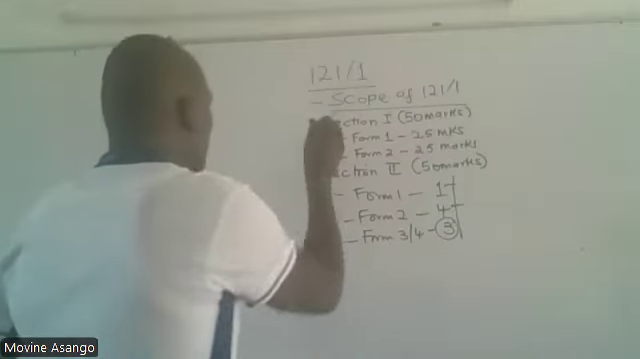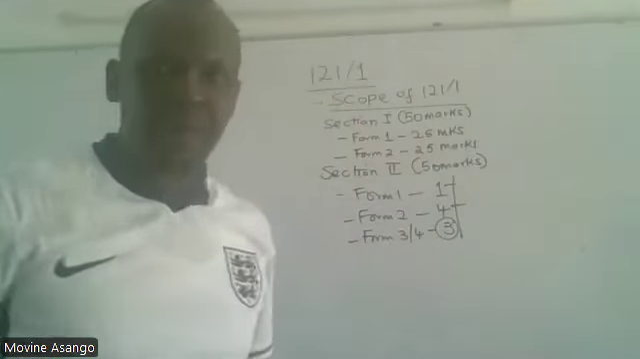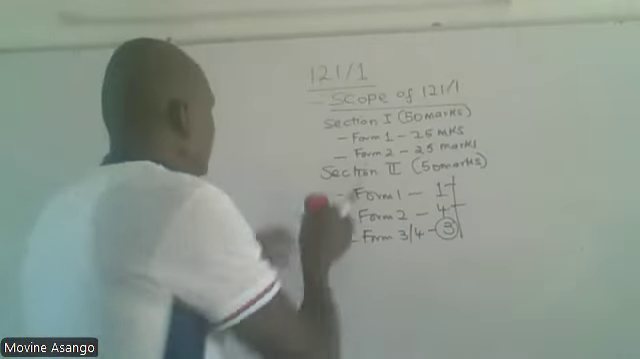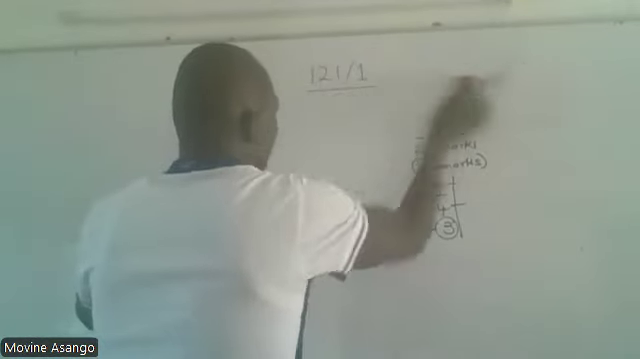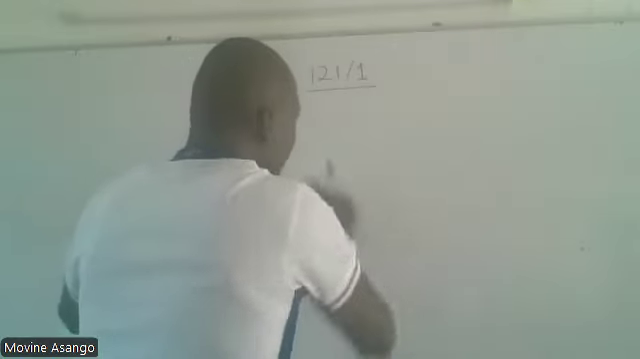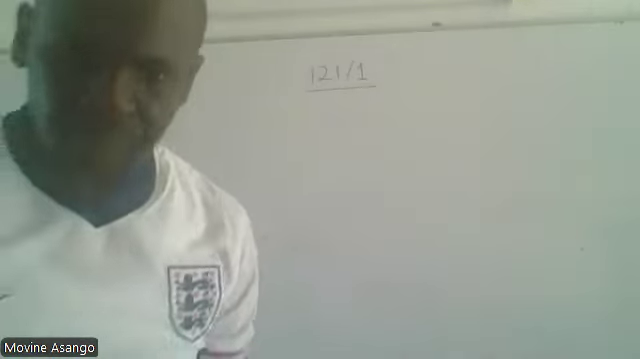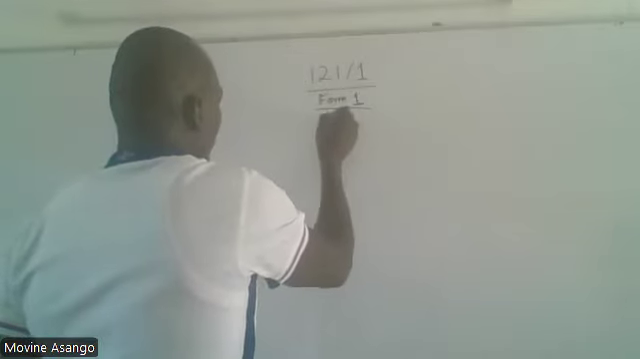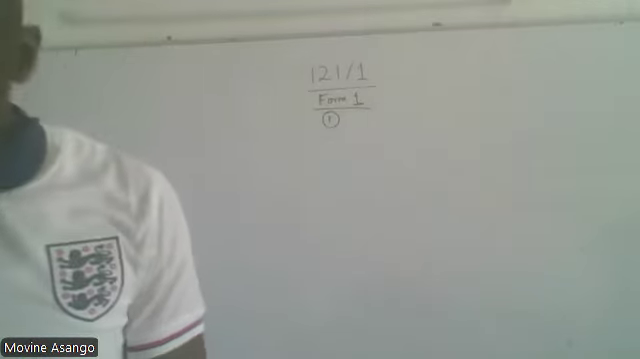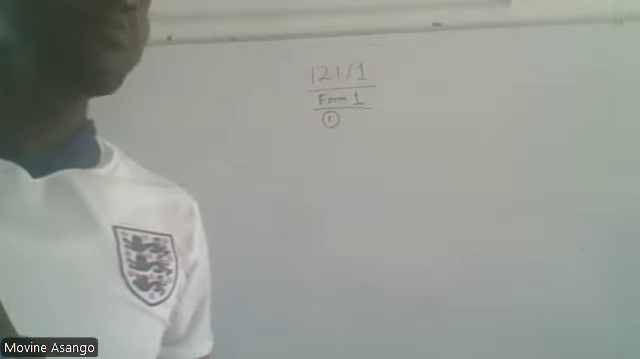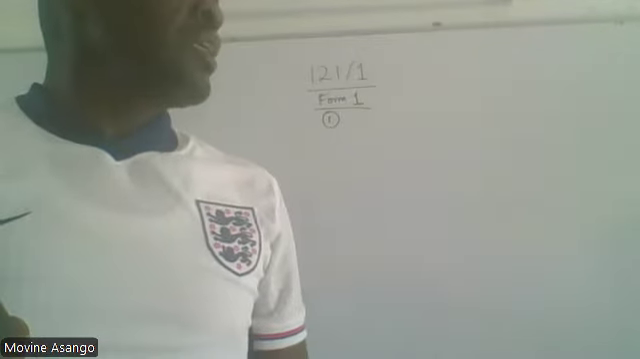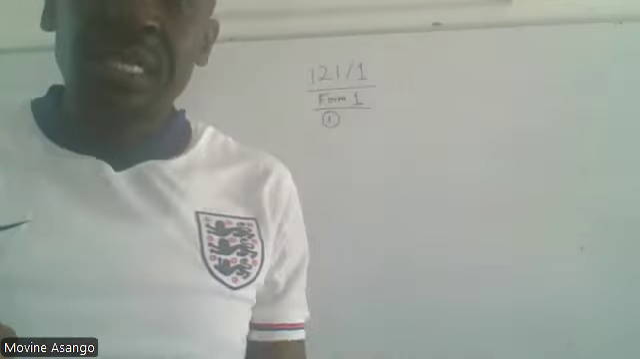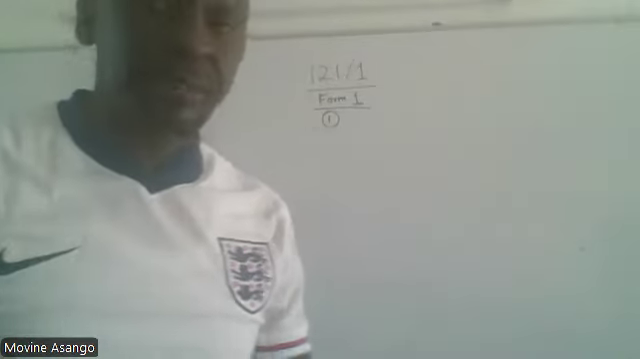Allow me, therefore, to take you through the scope of paper 1 and look at the 10 key areas of Form 1. The 10 key areas of Form 1. In Form 1, what are the areas that you must focus on, and what are the key issues that you must also lay emphasis on as you handle Form 1 work?